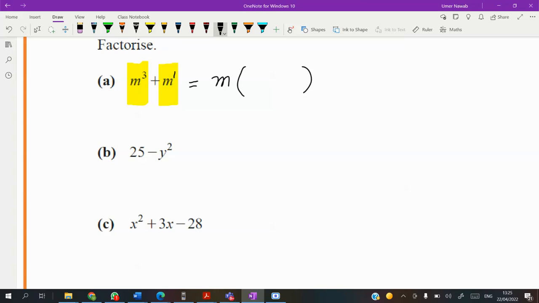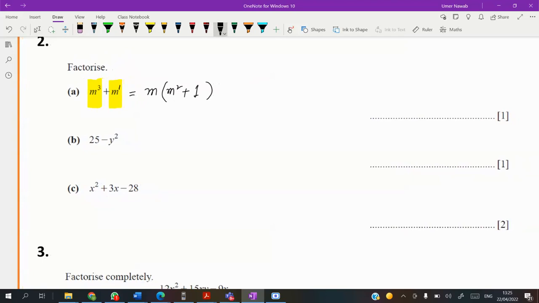So how many powers are left inside? Out of the three powers, two powers are left in the first term, and plus in the bracket. And since m is gone, nothing is left here. So nothing is always replaced by 1. In factorization, when there is nothing, everything has gone out, so nothing will be replaced by 1. That's the important thing to be noticed, because some students write 0 over there.